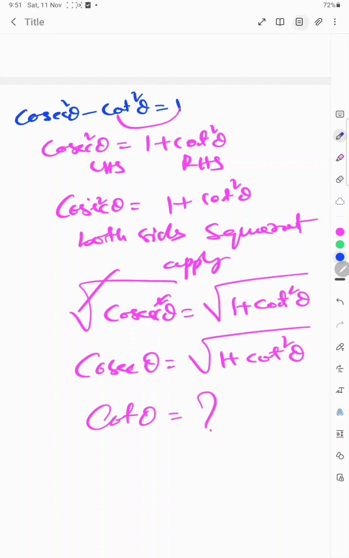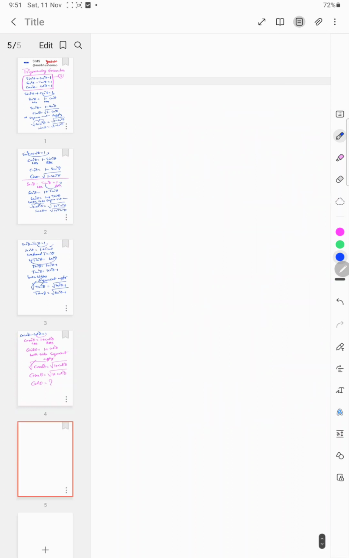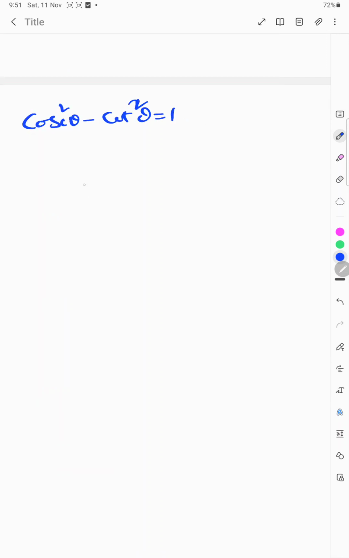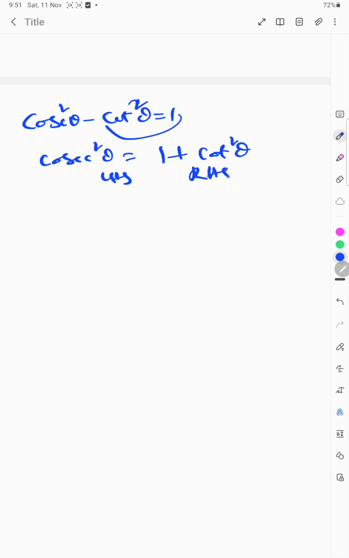So, we will check: cosec² theta minus cot² theta is equal to 1. Now we found cot theta. So cosec² theta is equal to 1 plus cot² theta, because the cot² theta goes from LHS to RHS with a plus sign. So LHS and RHS are equal: 1 plus cot² theta is equal to cosec² theta.